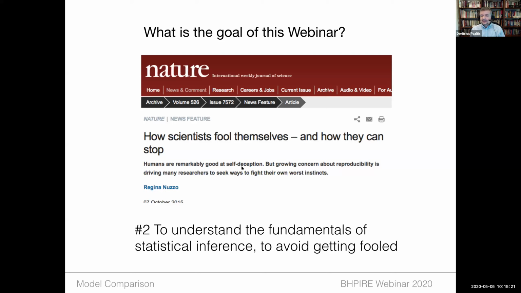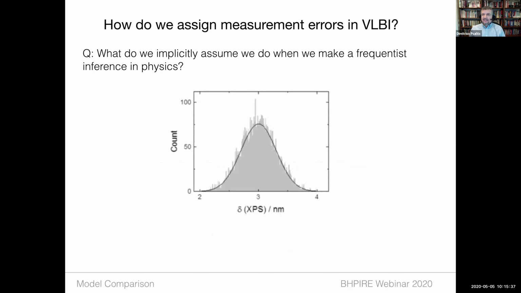So what I will try to do with this webinar is point out all the unique challenges that have to do with VLBI model fitting and how to generate strategies to avoid getting fooled by the results that we're going to get. So let's start at the very beginning. Why do I say that VLBI model fitting is fundamentally Bayesian?